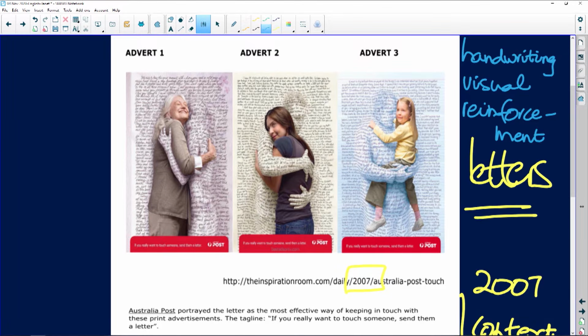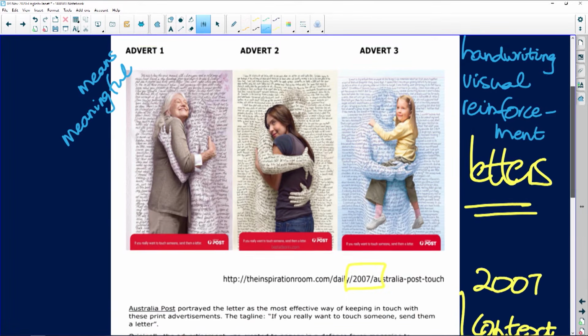It's showing us what it is that they want us to do and persuading us that this method, this technique, this means of communication will be meaningful to the person receiving it. Okay.